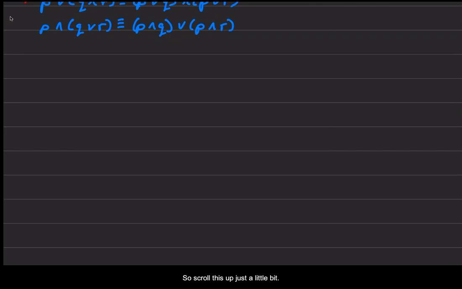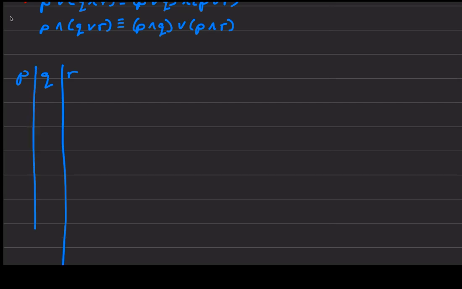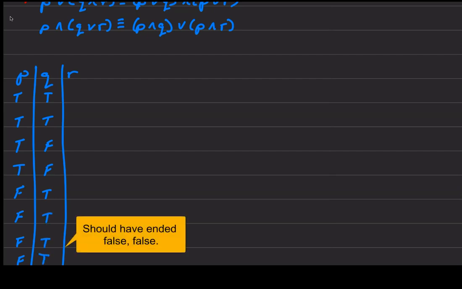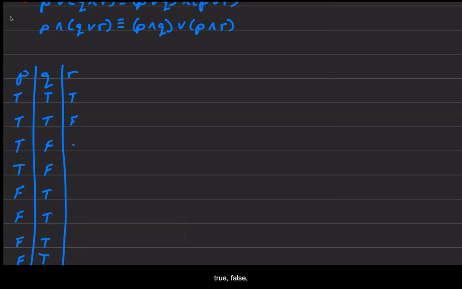So, scroll this up just a little bit. We'll set up the truth table. We've got P, Q, and R. So we've got true, true, true, true, false, false, false, false. And then we've got true, true, false, false, true, true, false, false, true, false, true, false, true, false, true, false.